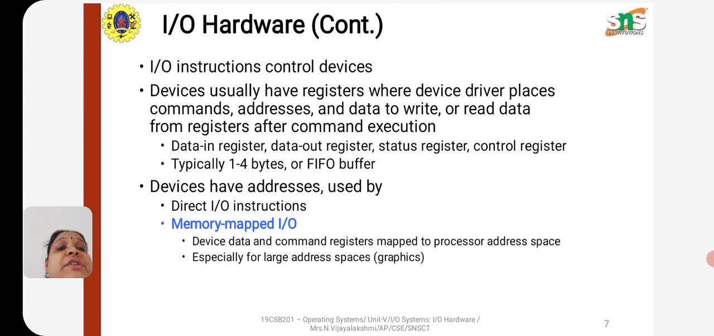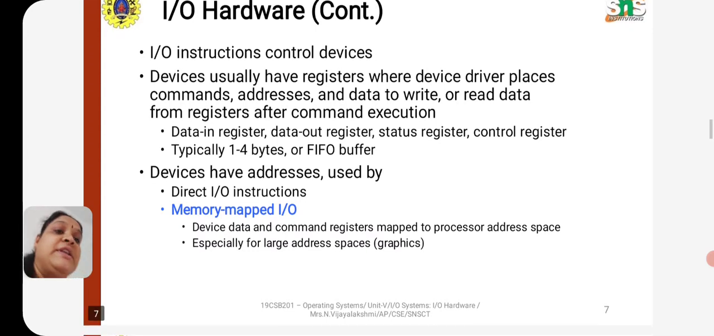Input output instructions control the devices. Any device has registers for storage purposes: a data-in register, a data-out register, a status register, and a control register. The size of these is 1 to 4 bytes, or we have a first in first out buffer, and you have memory mapped input output as well.